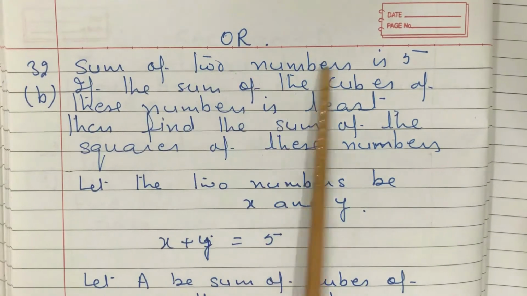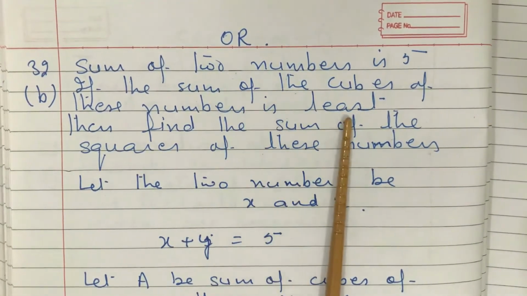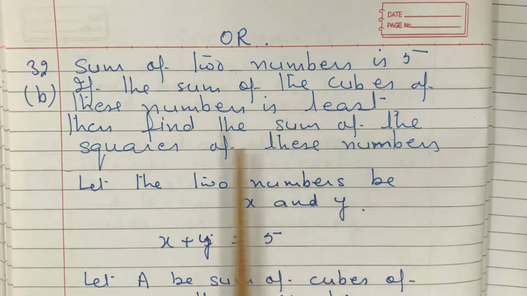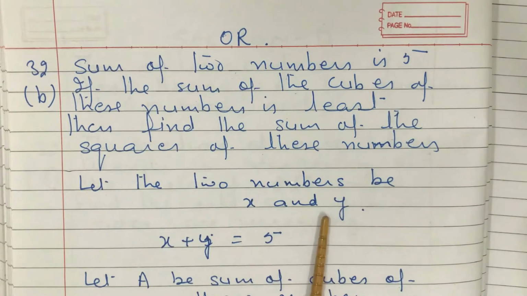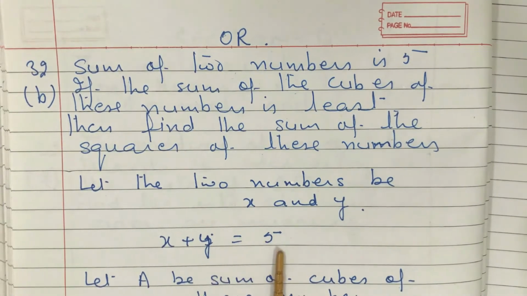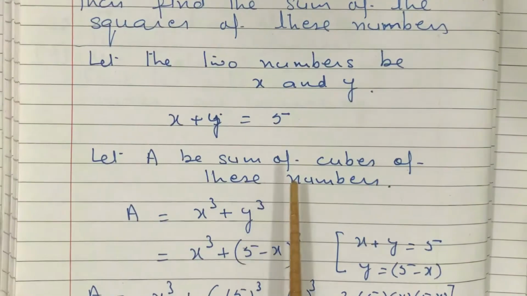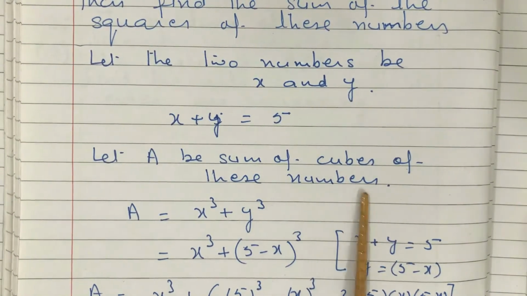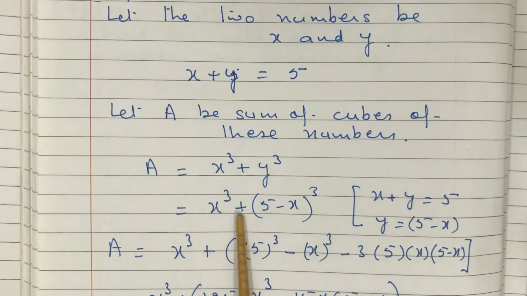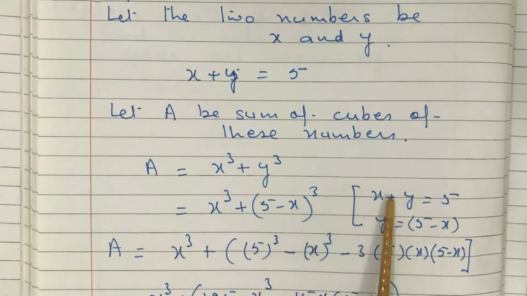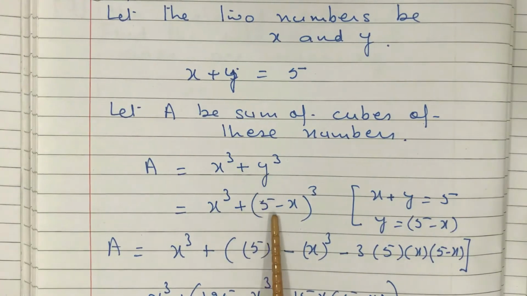Sum of two numbers is 5. If the sum of the cubes of these numbers is least, then find the sum of squares of these numbers. Now let the two numbers be x and y. Sum of these two numbers is 5, so x plus y is equal to 5. Let A be the sum of cubes of these numbers. A is equal to x cube plus y cube. This is equal to x cube plus, instead of y, write 5 minus x. Since x plus y is 5, then y is equal to 5 minus x. So instead of y, I have written this.